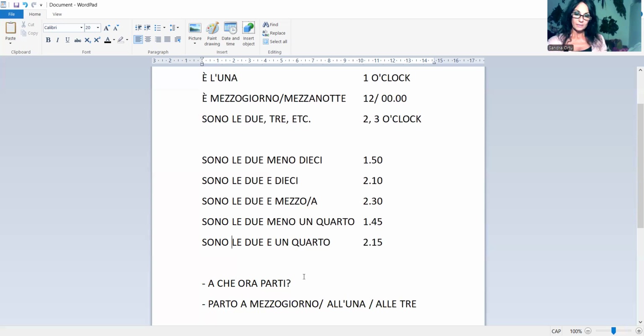So in this order in the sentence, if you want to ask at what time a restaurant opens, a che ora apre il ristorante, for example. So a che ora first, and then the rest of the question. In this sentence, we are answering obviously the question. We have parto a mezzogiorno, o parto all'una, o parto alle 3. So parto is I leave, I depart, and we have the different options.